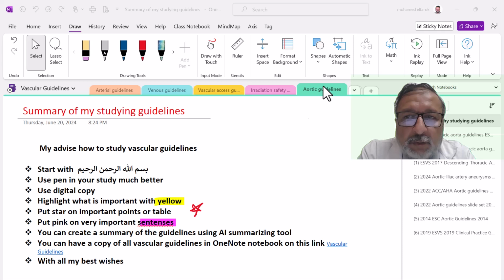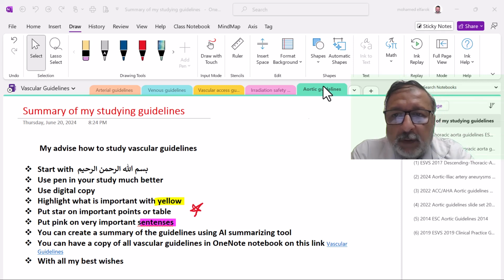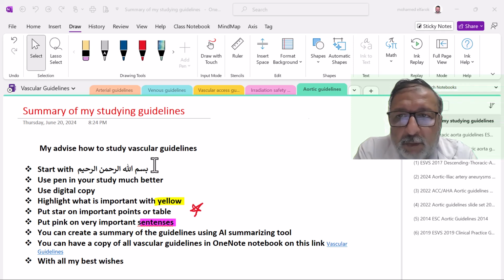I thought to share with you how I study vascular guidelines. Number one, I start by saying Bismillah ar-Rahman ar-Rahim to have all the good intention of studying hard for the benefit of the patients. Secondly, I recommend you to use digital documents rather than paper documents or books.